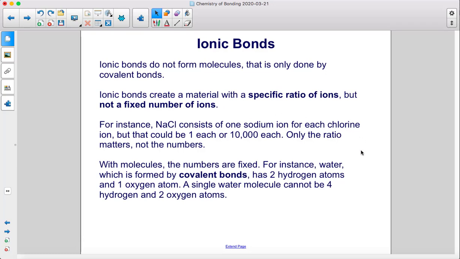With molecules, the numbers are fixed. For instance, water, which is formed by covalent bonds, has 2 hydrogen atoms and 1 oxygen atom. A single water molecule cannot be 4 hydrogen and 2 oxygen atoms.